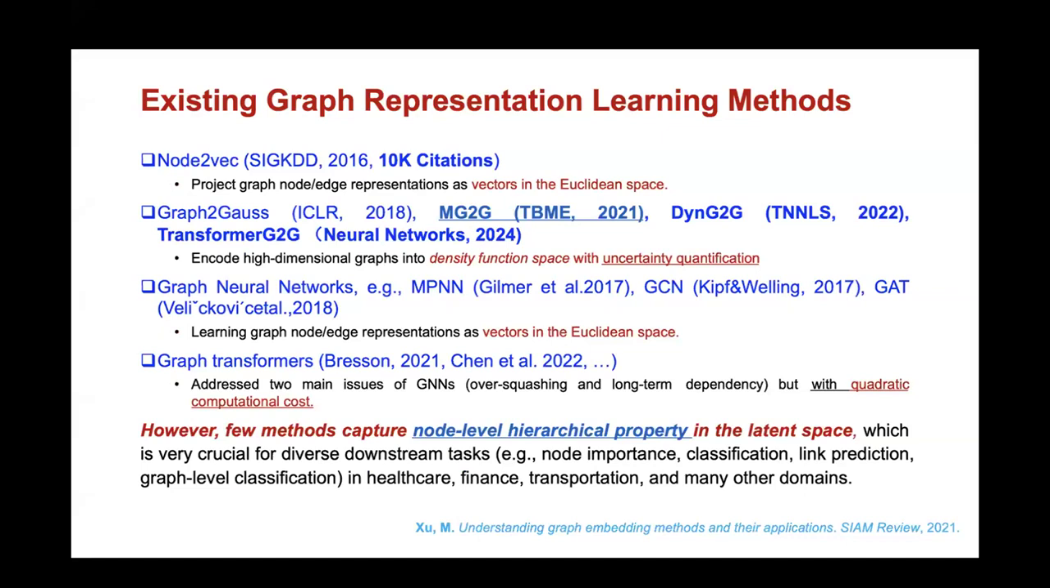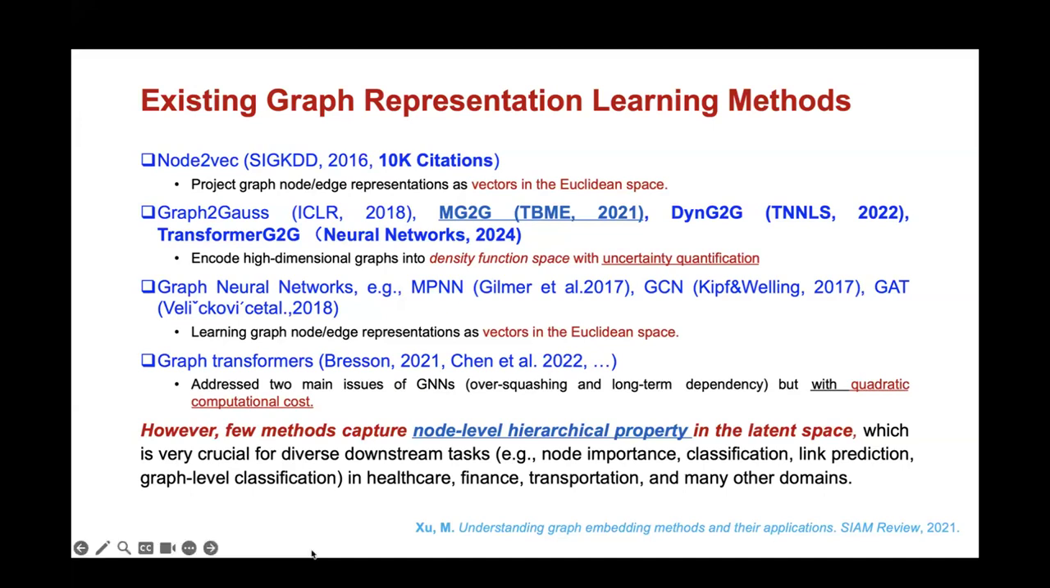The other type of approach is Graph2Gauss, published in 2018, and there are also some similar works that can encode the high dimensional graph into density function space-based Gaussian distributions. So they can quantify the uncertainty in the latent space for each graph node. And in recent years, starting from 2017, graph neural networks, graph convolutional neural networks, and attention networks became more and more popular.